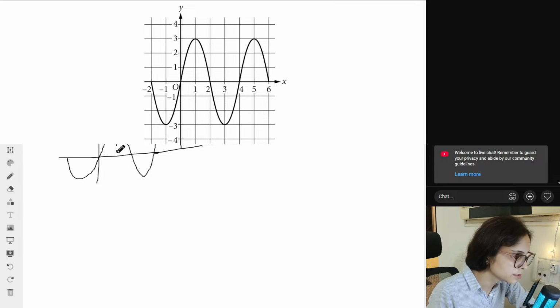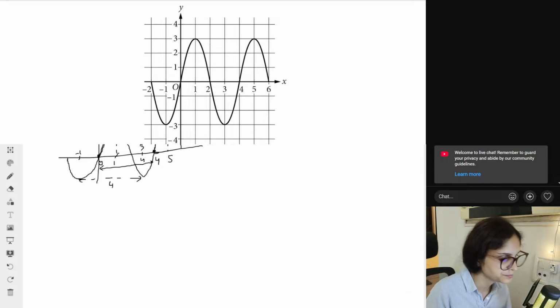Let me mark it. This is at 1 and this is at 5. So this is 4. This is at negative 1. This is at 3. So this is also 4, because 3 plus 1 is 4. So period is equal to 4. Or if you see this shape, it starts repeating over here from 0. This is 0, this is 0, this is 4, so this is also 4. So the period is 4.